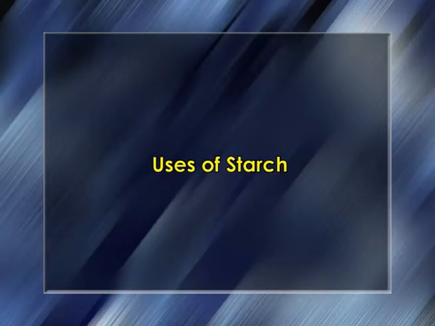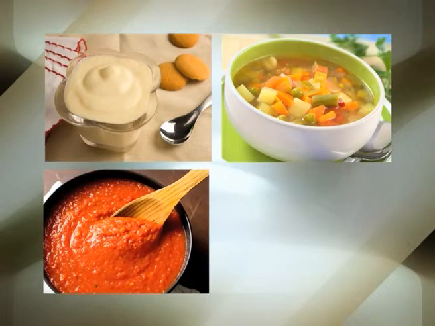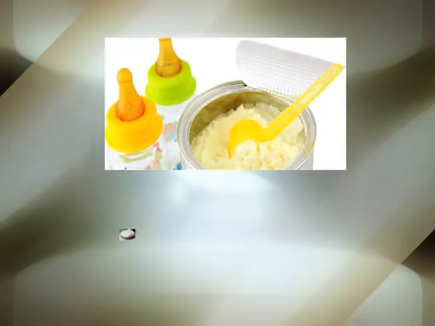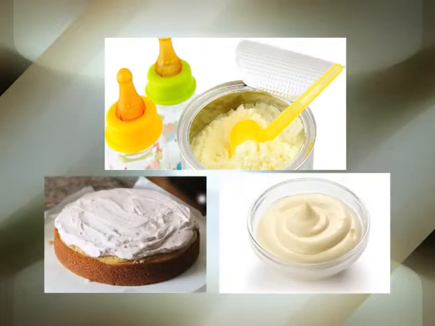Now, uses of starch. Starch is an important thickening and binding agent and is used extensively in the production of puddings, soups, sauces, salad dressings, diet food preparations for infants, pastry fillings, mayonnaise, etc.